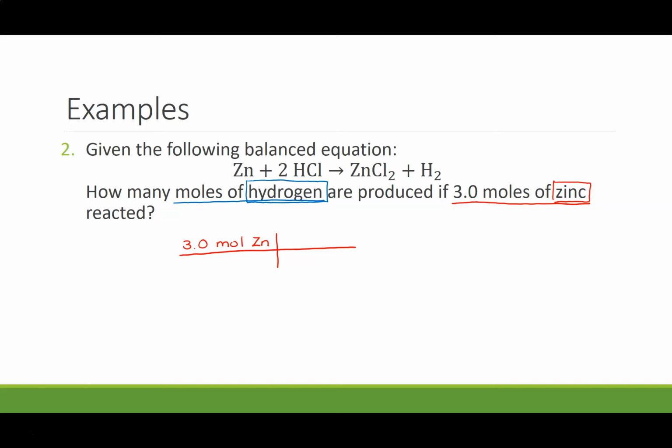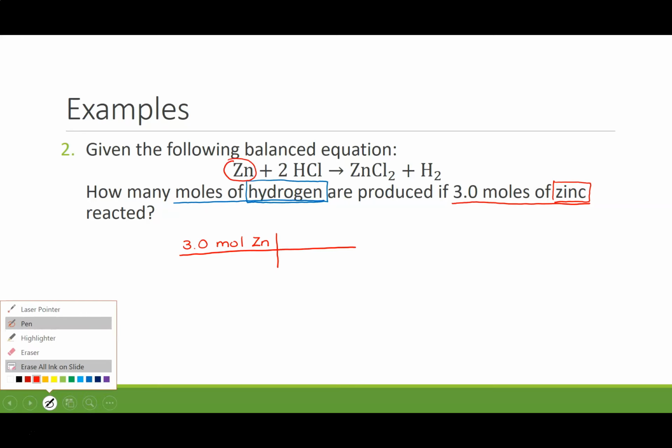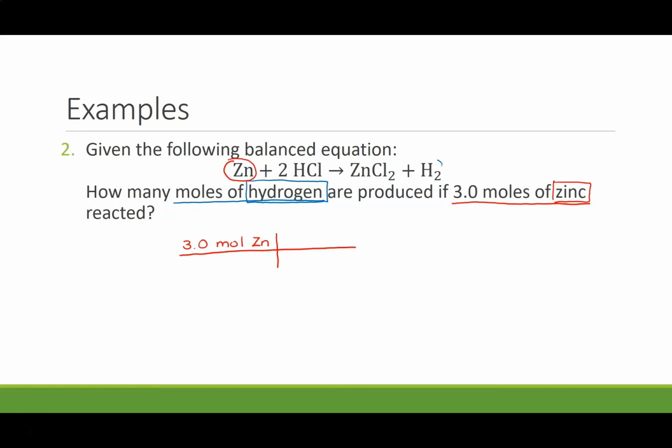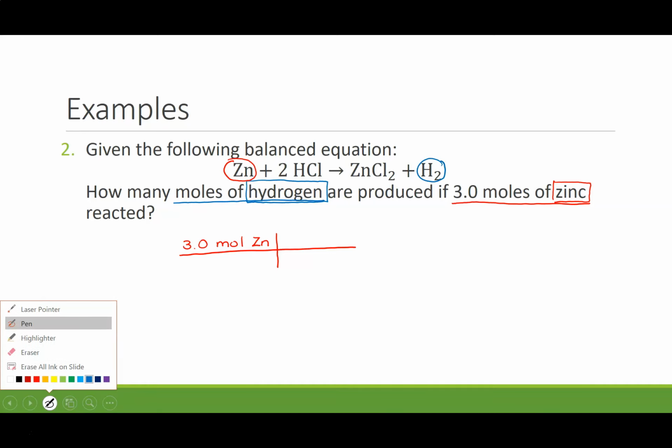Remember that the mole ratio comes from the balanced equation. So look at the balanced equation. We are interested in zinc and hydrogen. Everything else in that equation doesn't matter.